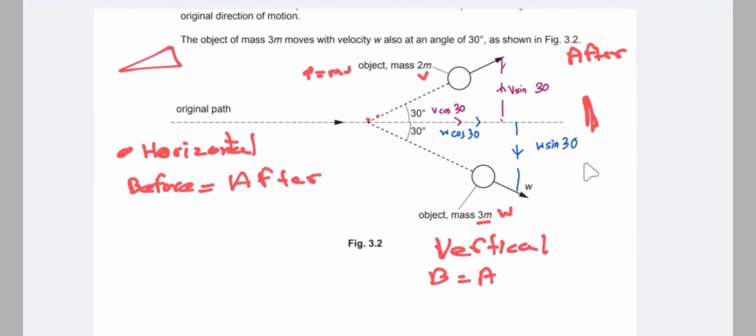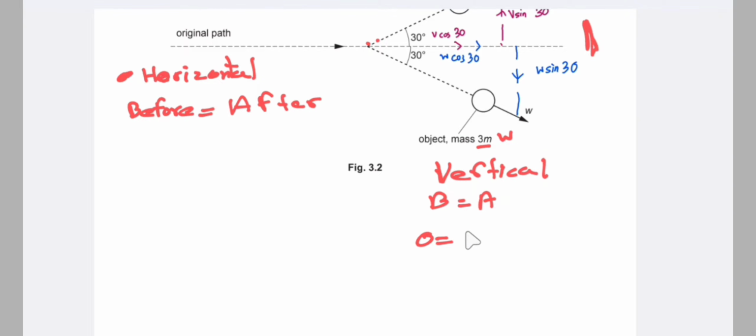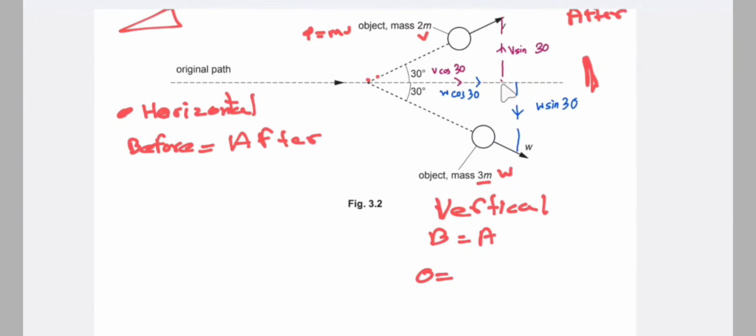So for vertical, here we can see that initially there is no vertical component of velocity, or there is no vertical movement. Since initially there is no vertical movement, the momentum in the vertical direction before is 0, and after the collision we can see that the vertical movement occurs. So momentum after collision in the vertical direction is 2m into v sin 30 plus 3m into w sin 30.